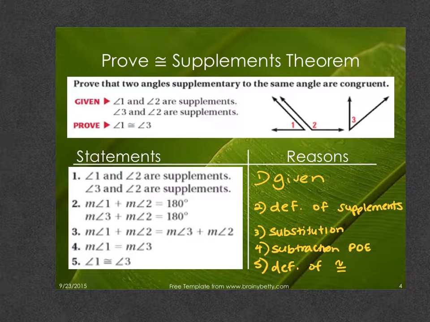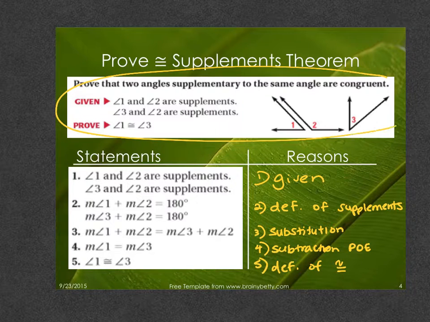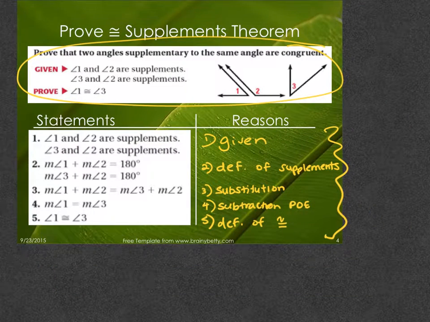Like if they had that. If it just said this at the top, you could go through all these steps because it's right. Or you could go from the given to the prove, and the reason is the congruent supplements theorem. That's it.